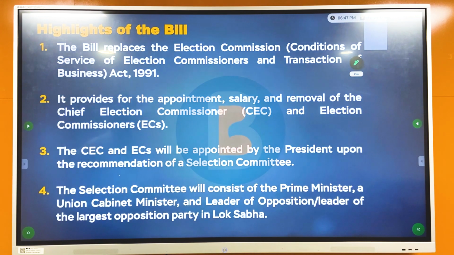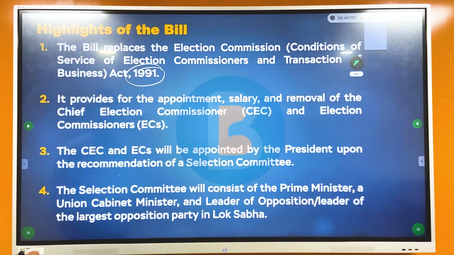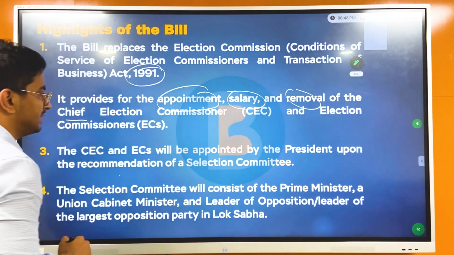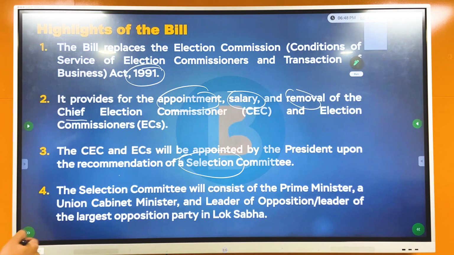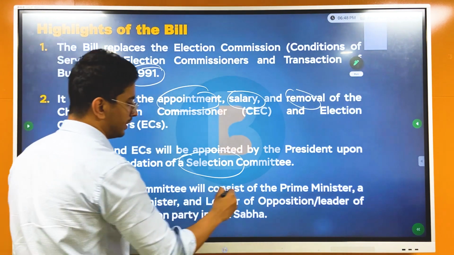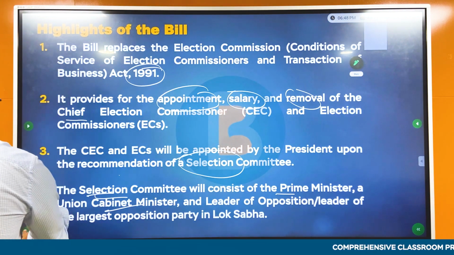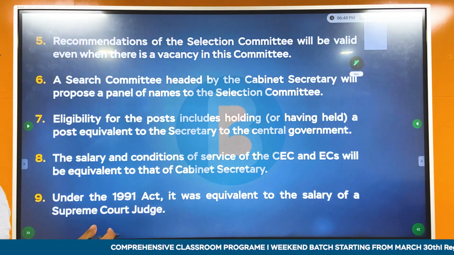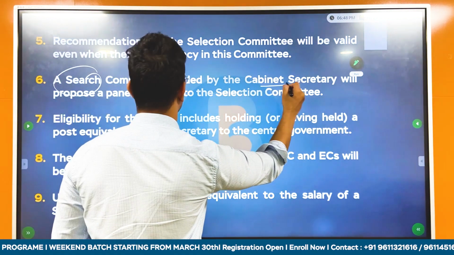The bill replaced the Election Commission Condition of Service of Election Commissioners and Transaction of Business Act 1991. It provides for the appointment, salary and removal of Chief Election Commissioner. Appointment, salary and removal. The CEC and EC will be appointed by President upon the recommendation of Selection Committee. What is the Selection Committee? I have already said it will consist of Prime Minister, Union Cabinet Minister and Leader of Opposition. Recommendation of the Select Committee will be valid even when there is a vacancy in the committee. There will be a search committee headed by Cabinet Secretary.